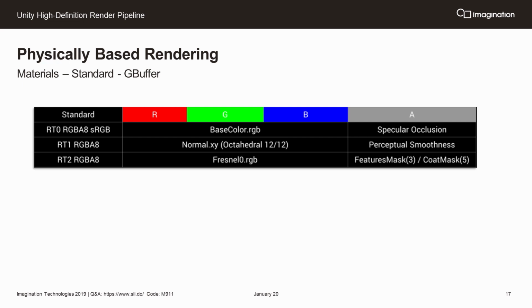Now here you can see the G-buffer format that's used for standard materials. Now this is also a great candidate for using pixel local storage or subpasses in Vulkan for use in the mobile port.